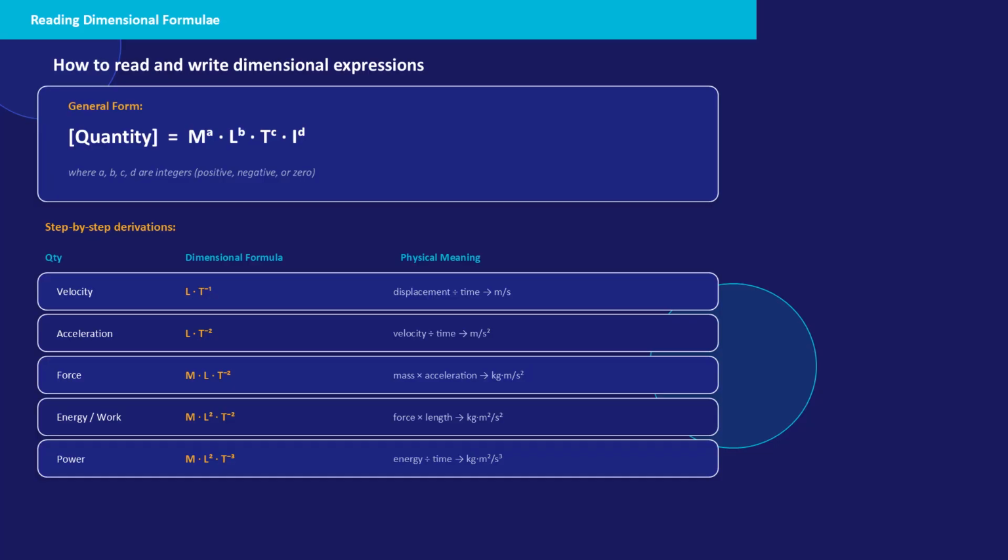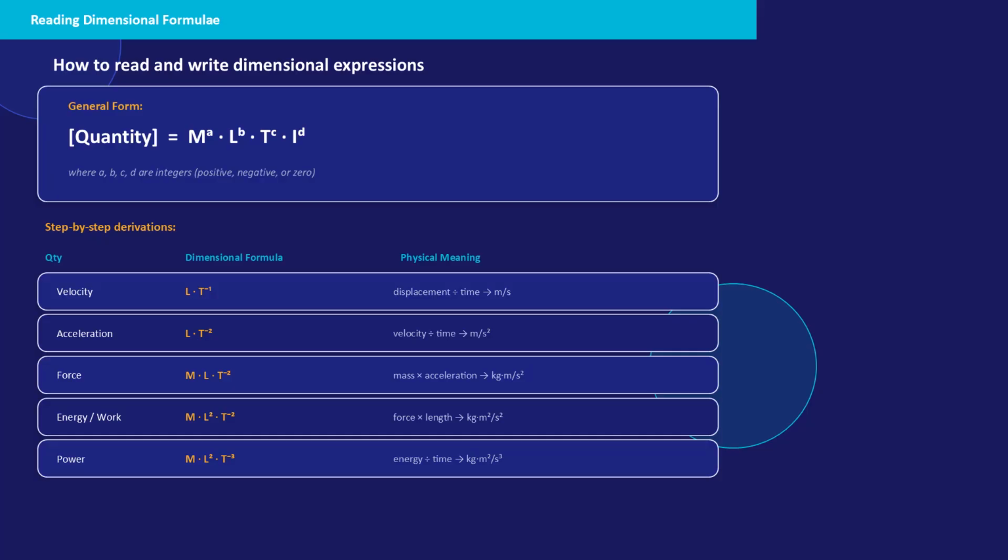Now that we know the three dimensions, let us learn how to read and write dimensional formulae. The general form is M raised to the power a times L raised to the power b times T raised to the power c. Each exponent tells us how that dimension is involved. Positive exponents mean the quantity increases with that dimension. Negative exponents mean the quantity decreases with it. Let us derive a few together step by step.